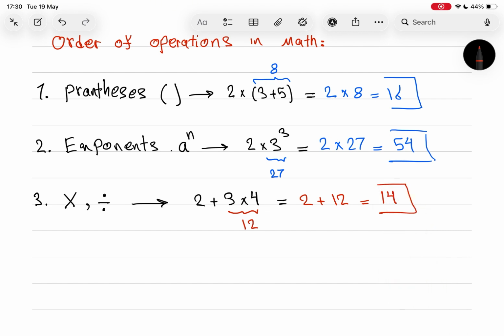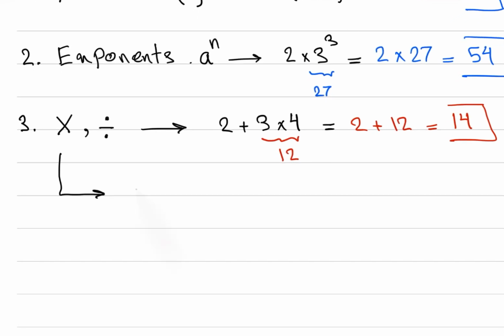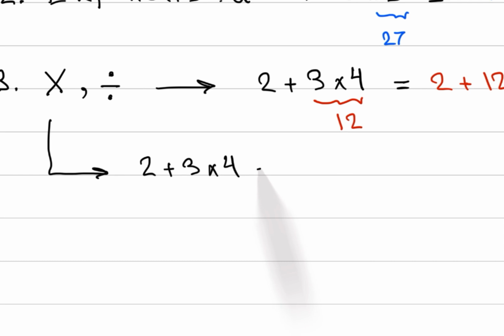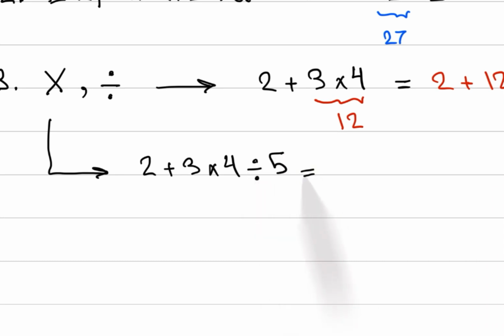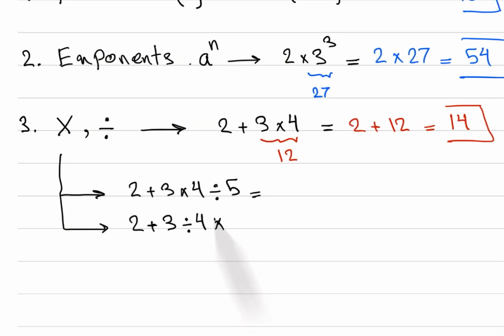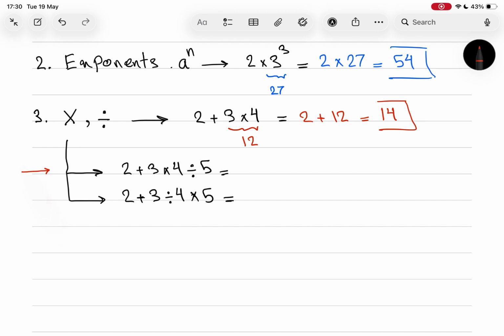Now, what happens if multiplication and division appear together? Consider these two examples. 2 plus 3 times 4 divided by 5. And 2 plus 3 divided by 4 times 5. When multiplication and division appear together, we solve them from left to right.